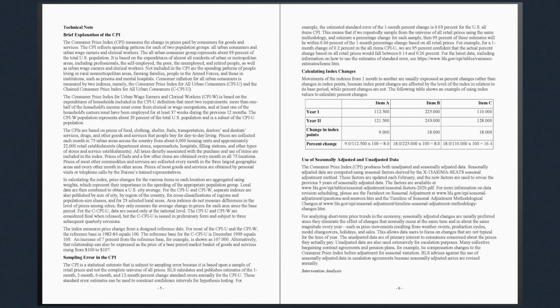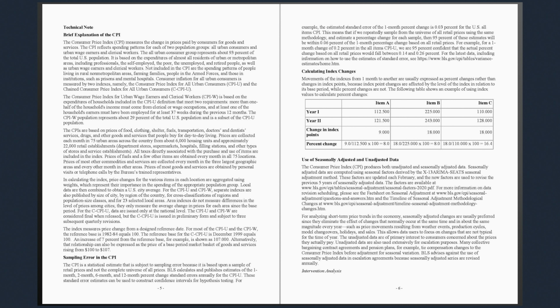Use of seasonally adjusted and unadjusted data. The Consumer Price Index (CPI) produces both unadjusted and seasonally adjusted data. Seasonally adjusted data are computed using seasonal factors derived by the X13ARIMA-SEATS seasonal adjustment method. These factors are updated each February, and the new factors are used to revise the previous 5 years of seasonally adjusted data. The factors are available at www.bls.gov/cpi/tables/seasonal-adjustment/seasonal-factors-2020.pdf.